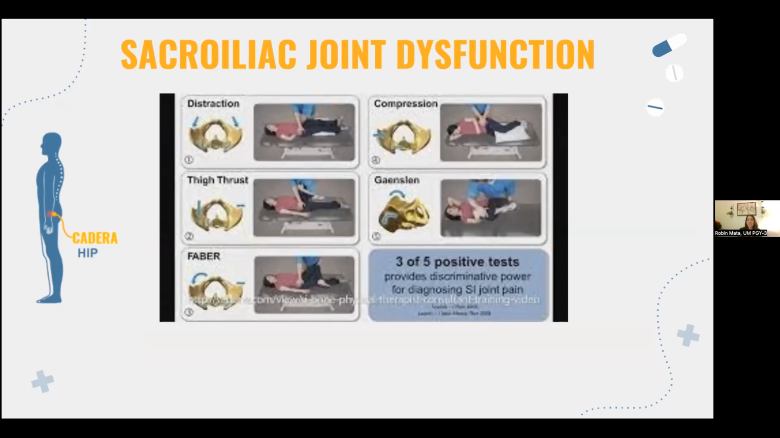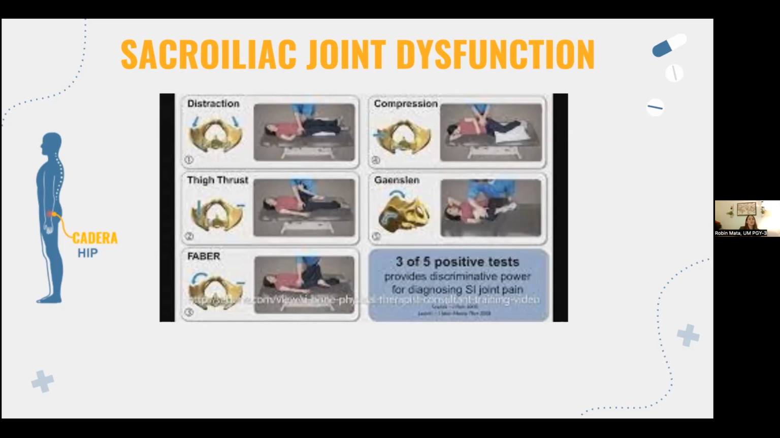But again, just like any test in medicine, we're trying to recreate the problem. So I'm going to jump on your SI joint and see if it hurts. I'm going to pull it apart in the front so it's squishing together in the back, aka distraction. I'm going to compress it together from one side. I'm going to push the hip on the SI joint and see if that hurts. I'm going to push your thigh into your hip and thrust it in the back and see if that hurts.